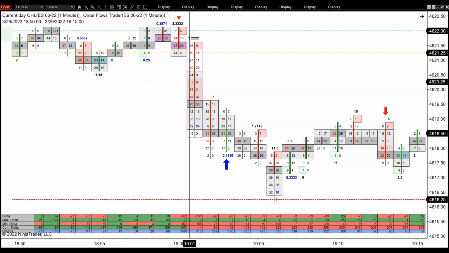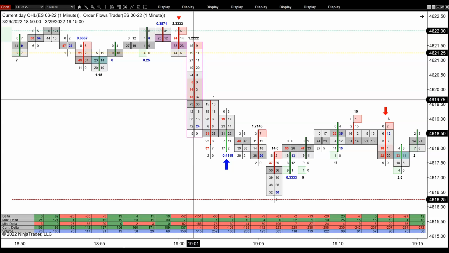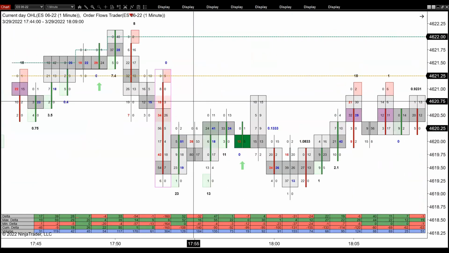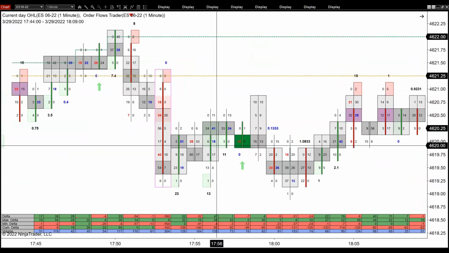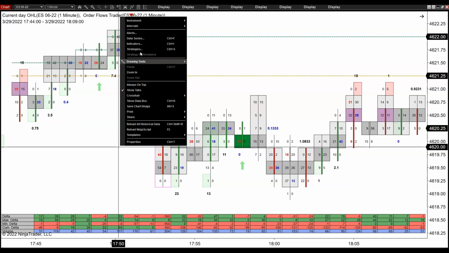But when it comes to imbalances, we're familiar with what stacked imbalances are, right? This 5, 14, 13, this is a stacked imbalance, and they make for some great trading opportunities. Everyone is familiar with what a stacked imbalance is and what a normal imbalance is, whether it's a buying imbalance or a selling imbalance. But what I want to talk about today is this thing called inverse imbalance.